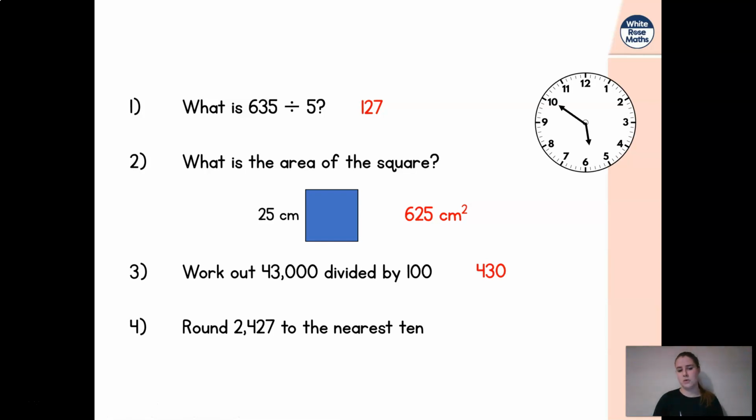Round 2,427 to the nearest 10. This is going back to what we learned back in September, okay? So wherever you are, Brandon, I know you're going to get this right because you're our place value king.